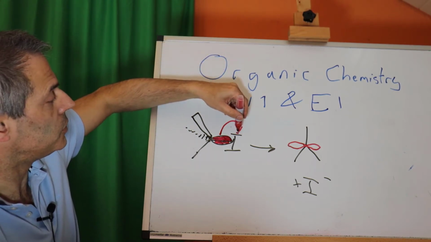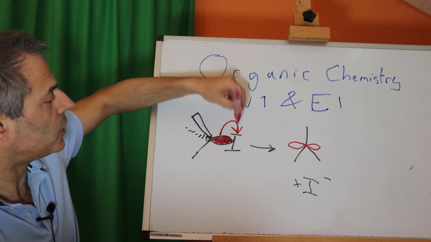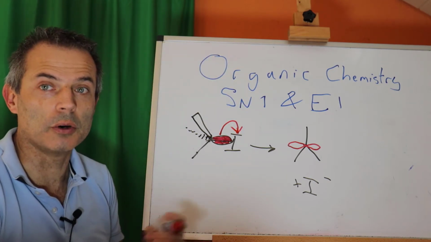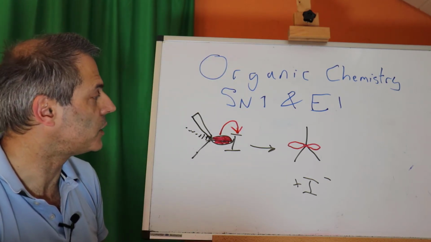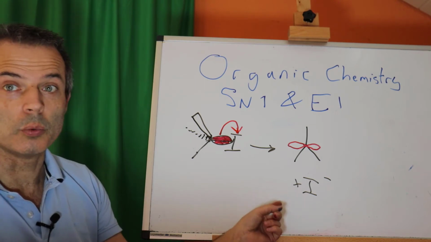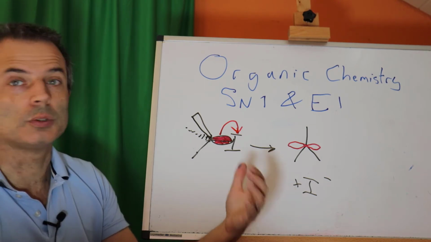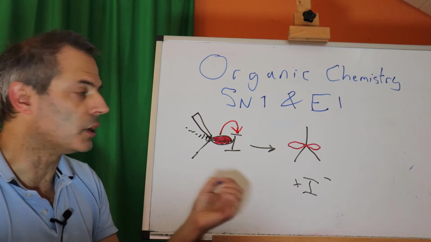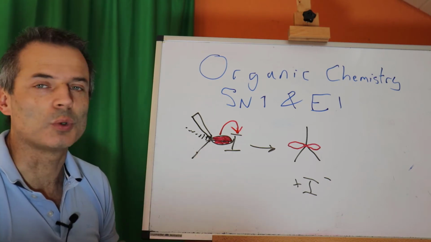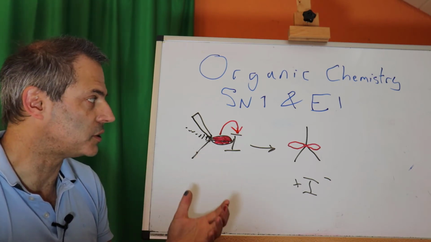That's quite difficult to do, so it's much more likely that we take both electrons, and if we take both electrons, we end up with what we see, the I-, which we can measure after the reaction, so we know that that happens. So it's much more likely that that happens in the first step.